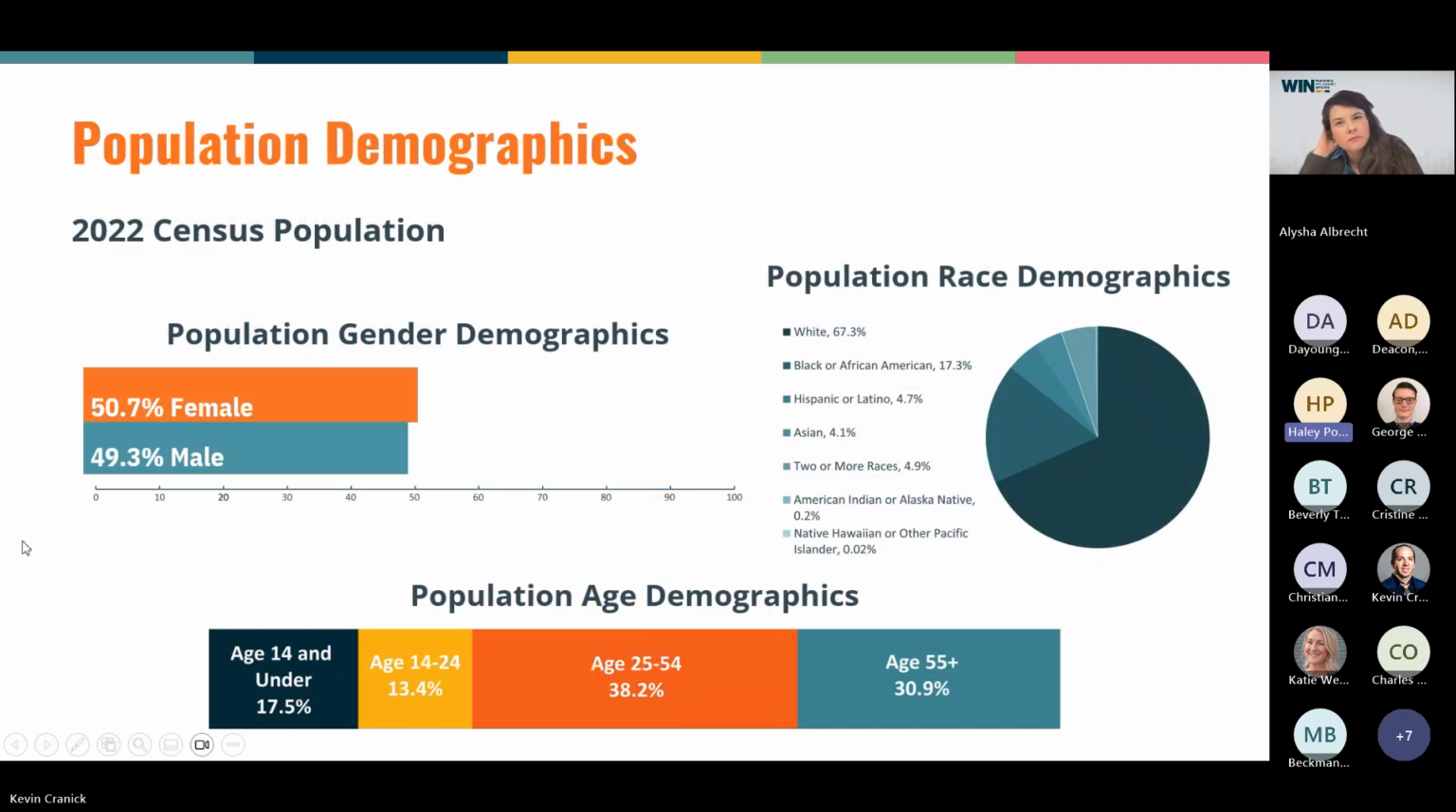We also break it up a little bit more to look at the overall population of the region that we're focusing on. So for this one, again, it was the WIN region, 50.7% are female, 49.3% are male. Looking at the breakdown of race and of age demographics again.